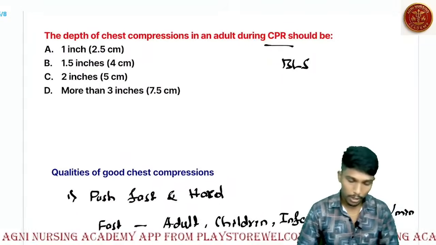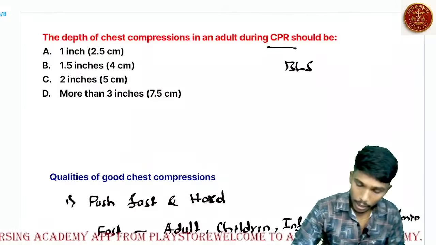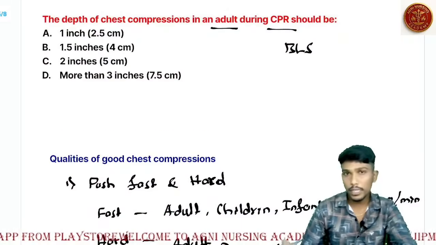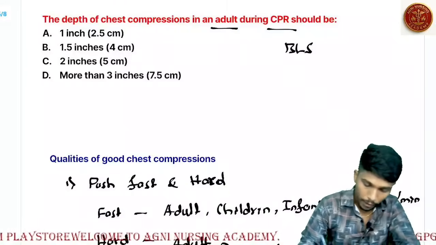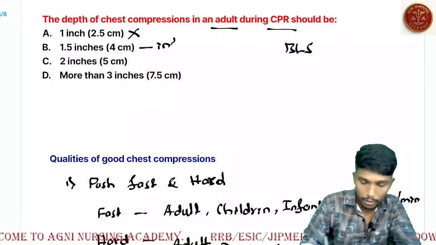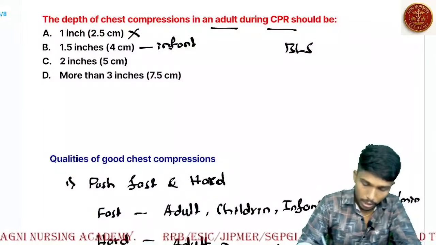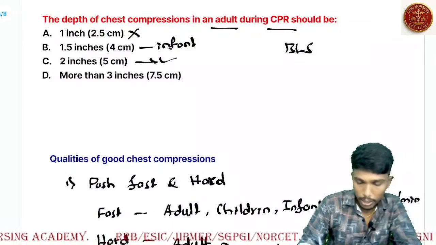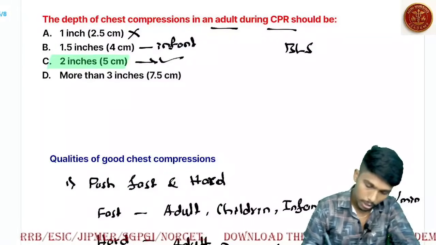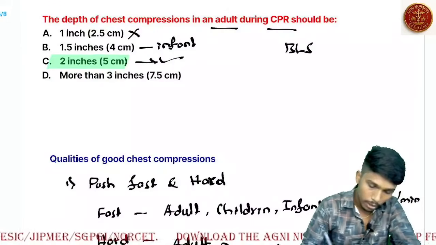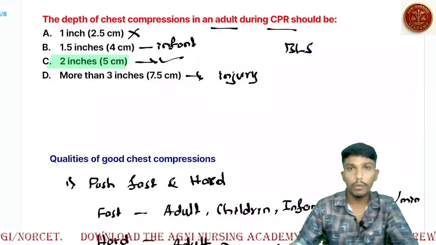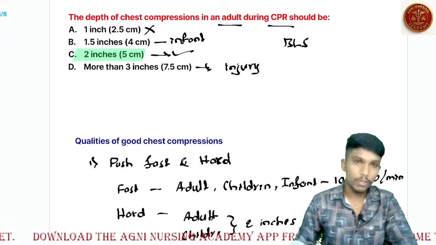Then coming to the options, in the question they asked adult, so I already told 2 inches for adult and children and 1.5 for the infant. Option A is wrong. Option B, 1.5 in the infant we can use, and option C, 2 inches. Yes, this is the correct answer of this question. More than 3 they have given here. This can cause injury to the victim. Answer of this question is C.